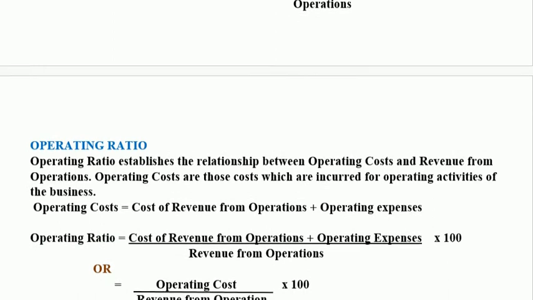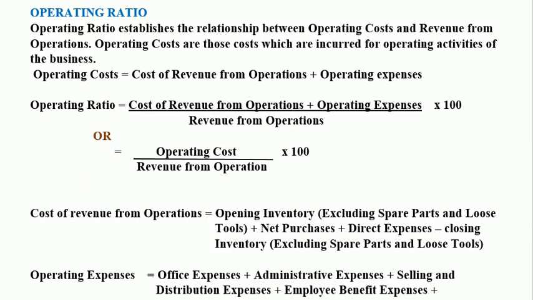Now let's move to the second category of profitability ratios, which is known as operating ratio. So what is operating ratio? It establishes the relationship between operating costs and revenue from operations. Operating costs are those costs which are incurred for operating activities of the business. Remember, operating activities are the main revenue generating activities of the business. So only those costs or expenses are included which are related to operating activities of the business, which means non-operating expenses will not be a part of operating ratio.